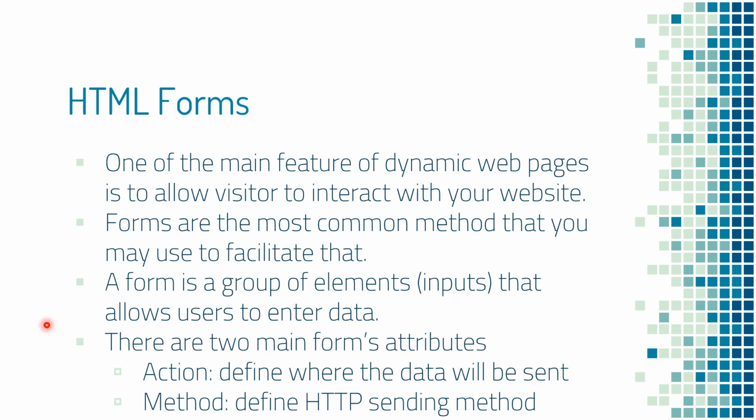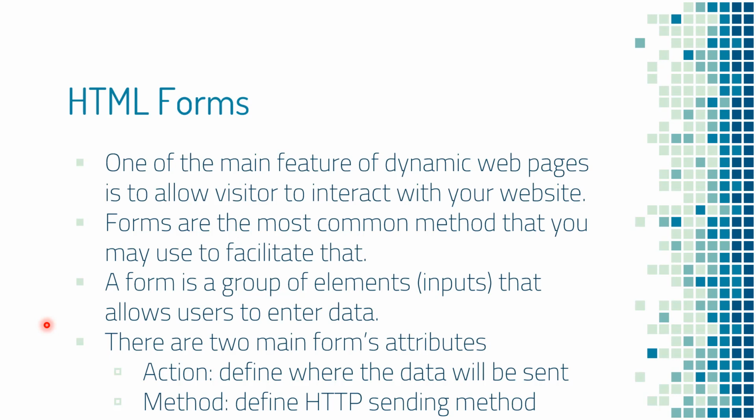When you are working with forms, there are two main form attributes that you have to understand, why they work and why they are included. The first one is action. In the action attribute, we usually define where your data, the data the user is typing in the form, will be sent to.